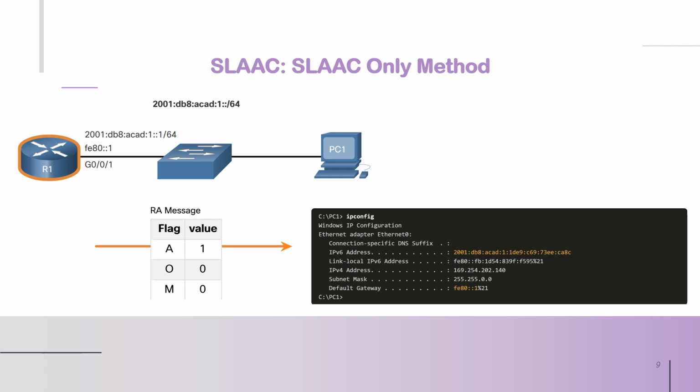When a client is configured to obtain its addressing information automatically, it sends a router solicitation message to the IPv6 all-routers multicast address, and the routers in the all-routers group respond.